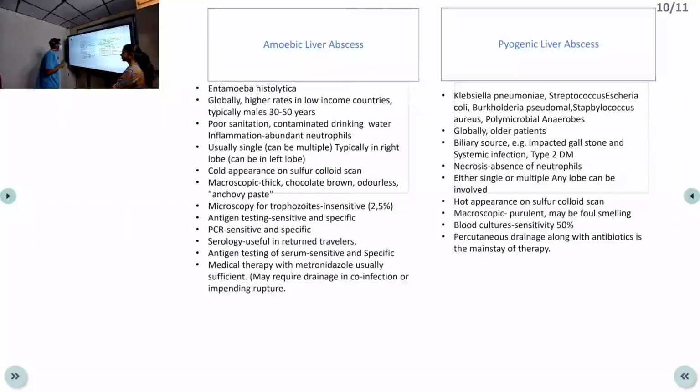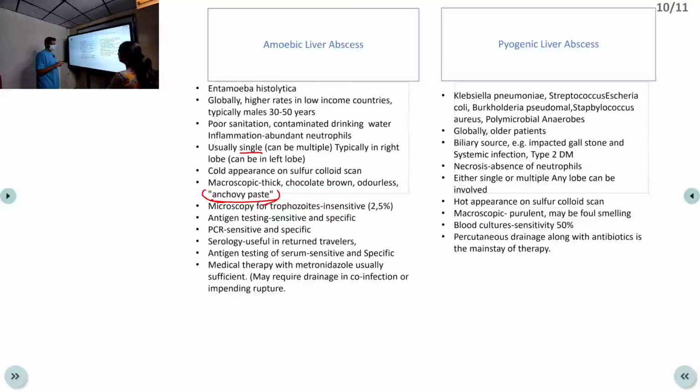Okay. Other than that, amoebic liver abscess is usually single, it can be multiple, but usually single. The pyogenic abscess is usually multiple, and usually seen in diabetes or any immunocompromised state, and can also occur with gallstones. The other thing to look for in amoebic liver abscess is that when we drain it, it looks like anchovy sauce or anchovy paste. Whereas in pyogenic liver abscess, it has a pus drainage appearance, and necrosis can be seen.